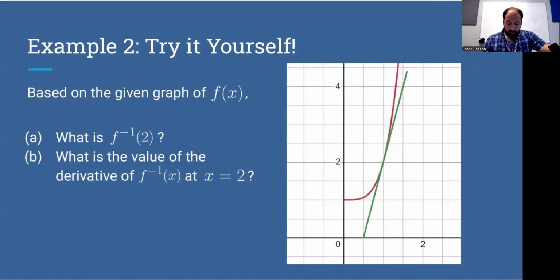All right, so here we have a drawing of the graph of a function f in red, and here is its tangent line in green. So first question, what is f inverse of 2? And part B, what is the value of the derivative of f inverse of x when x is equal to 2? So try that by yourself. The answer is 1 1/4.